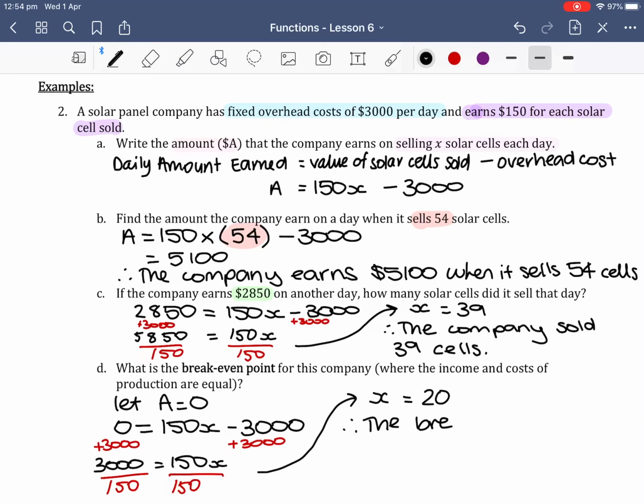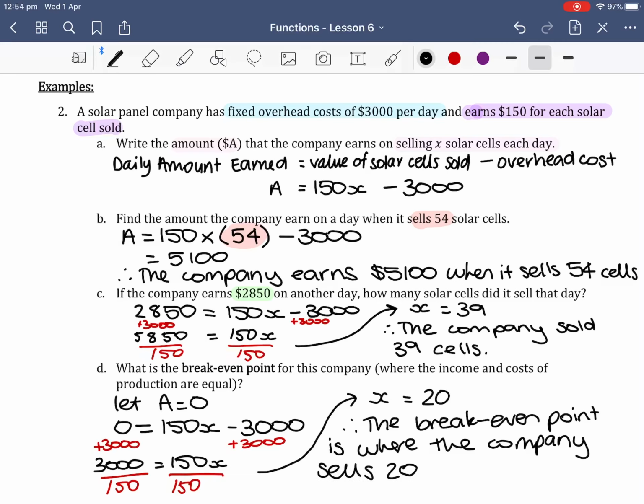So therefore, the break-even point is where the company sells 20 solar cells. So this just means that this solar company has to sell 20 solar cells each day at least to make back what their overhead costs are, in order to make a profit.